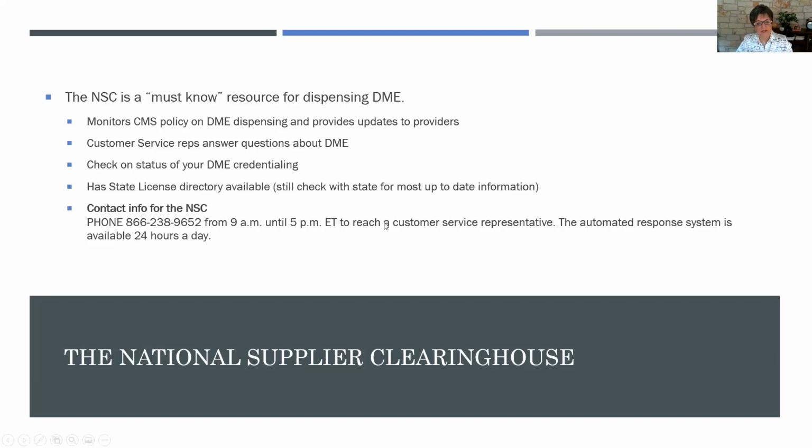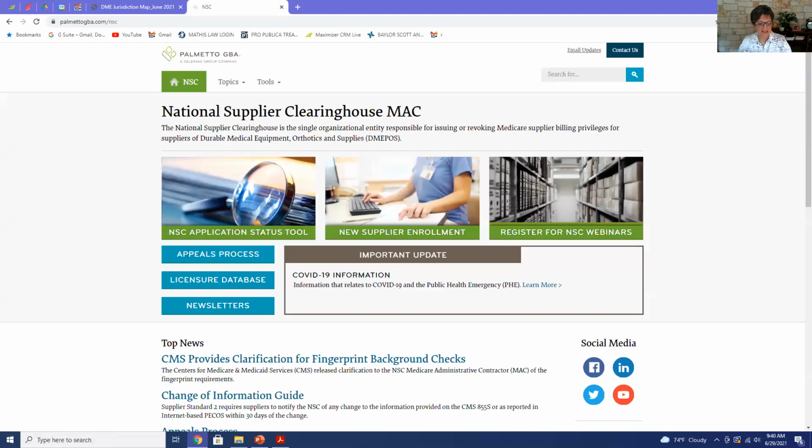And so I'm just going to run through a few slides here. This is a screenshot of the homepage of the National Supplier Clearinghouse. And you can see that they have a number of great resources. One is your application status. So if you did enroll as a DME supplier, or maybe you have an application in and you want to find out where you're at in the process, you can go to the National Supplier Clearinghouse and use this tool to find out how far along the process you are. If you need information about new supplier enrollment, or if you want to register for NSC webinars, which are awesome, you can do that. You can also, if you need to appeal your enrollment for whatever reason, whether you're appealing a denial or a start date for your enrollment, go through the appeals process on the National Supplier Clearinghouse.